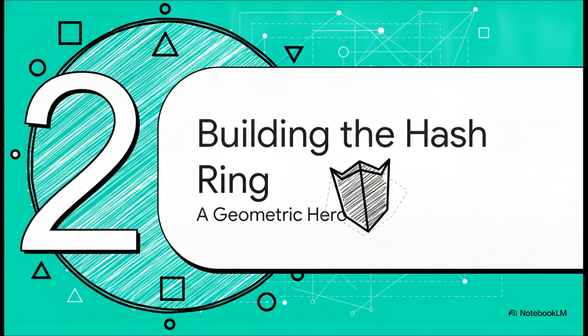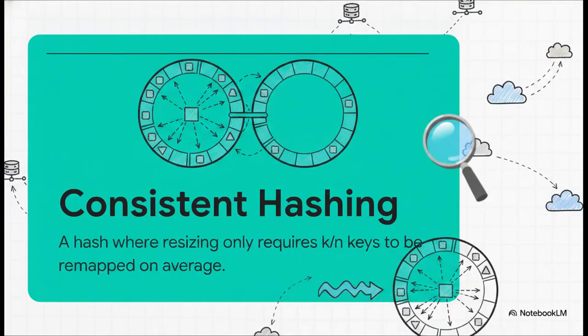Which brings us to section 2, building the hash ring. We need a geometric hero to save us from all this rehashing chaos. Enter consistent hashing. The foundational definition states that consistent hashing is a special kind of hashing where, when a hash table is resized, only k divided by n keys need to be remapped on average. In that equation, k is the number of keys and n is the number of slots. Now compare that to the traditional method we just talked about, where a change in slots caused nearly all your keys to remap. This algorithm dramatically minimizes data movement. It's a total game changer.